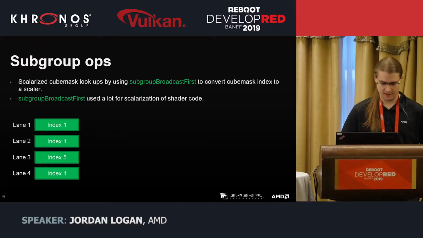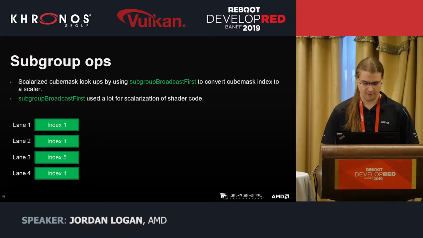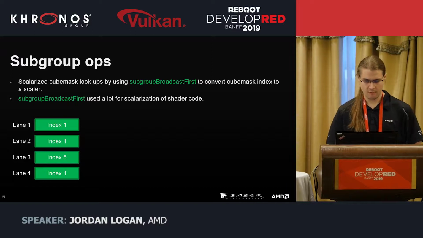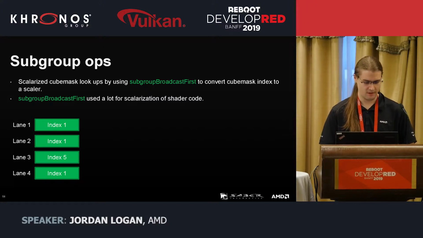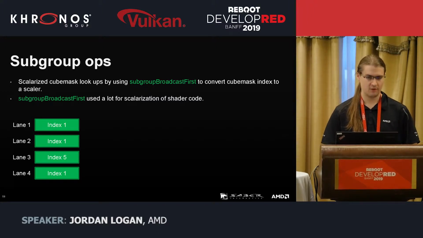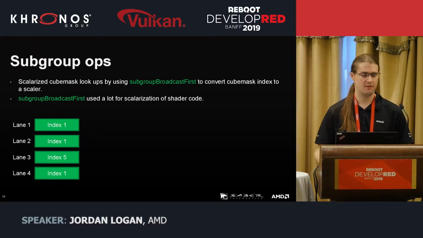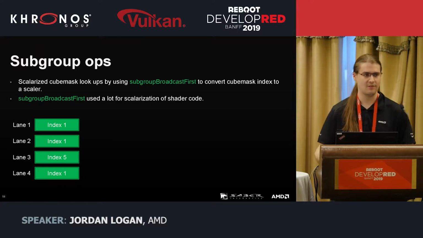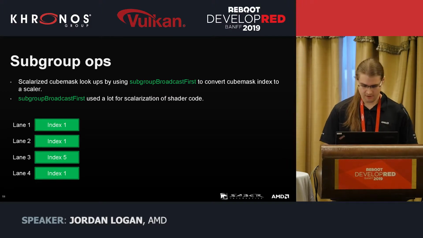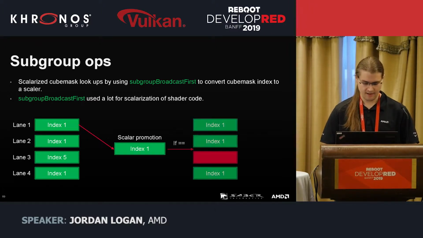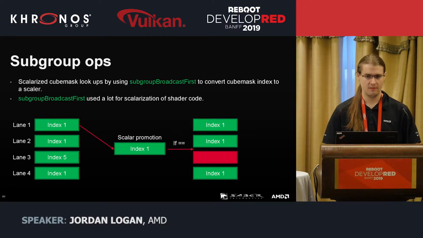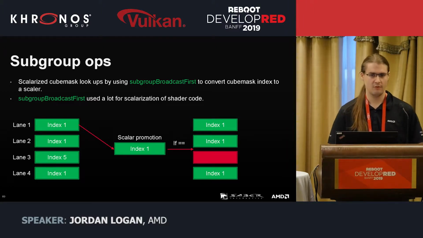The other one, a little more complicated, is that we used subgroup broadcast first to do a similar thing with cube map indexes. Since these are not bitmasks but actual indexes, we can't use subgroup OR. We also used broadcast first in a lot of different places to give the compiler a little hint that this is a uniform resource. The way broadcast first works is it reads the first active lane, in this case lane 1, and moves that to a scalar. We then compared it with the vector version to disable the lanes that are not active.